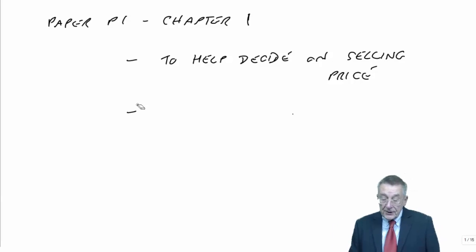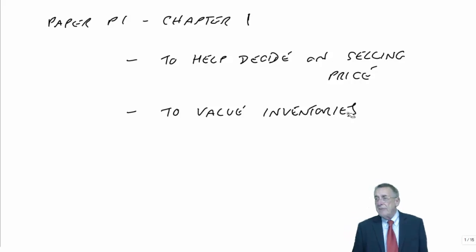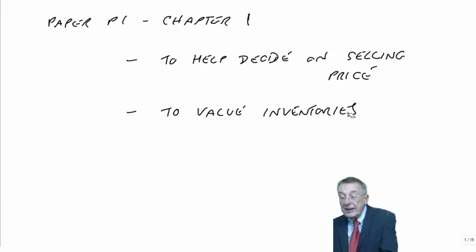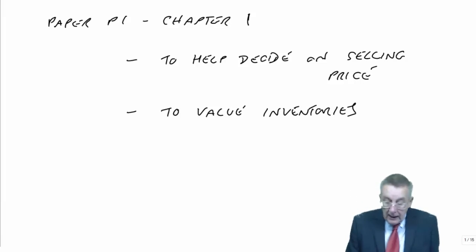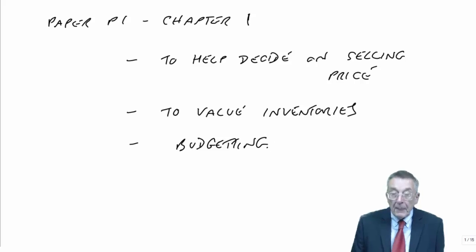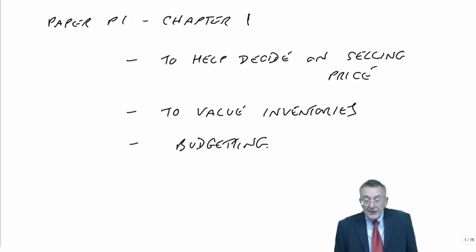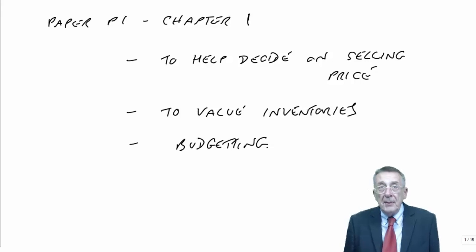Second reason we stand to be interested is to be able to value inventories. We're making our own desks. If I've got inventories left at the end, I need to know how much each unit costs to make to be able to value the inventories. A third reason, to help with my budgeting, my planning. Talk about budgeting in a later chapter. If I'm budgeting how much I'm going to spend on wood next year, I need to have estimated how much the cost of wood's going to be for each unit.